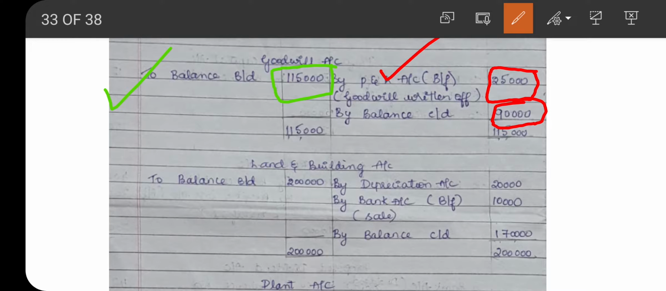Whatever the difference you are getting, that is 25,000, that is by profit and loss account goodwill written off. So opening balance was more, closing balance was less. So the difference amount is written off. Okay, goodwill written off. So by profit and loss account balancing figure goodwill written off.